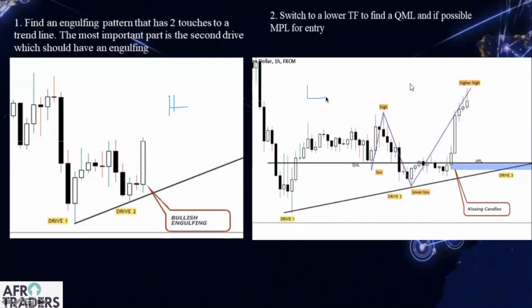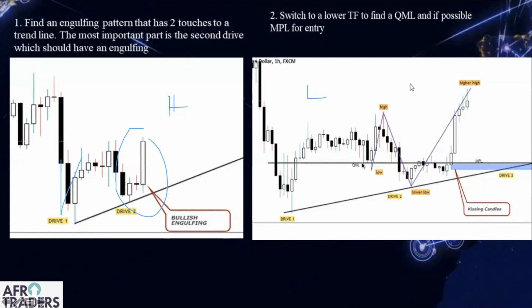It means that if I open the chart and I see this on a higher time frame first, I have a first drive. If I change to a line chart, you see that this is everything, because we have just 2 candles. And then I see an engulfing pattern. We engulf this black candle. So the next thing I have to do is change to a lower time frame to find a Quasimodo. When you change to a lower time frame, you have a high, a low, a high, a lower low, and a higher high.